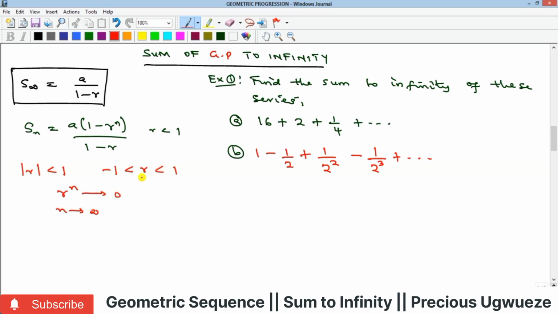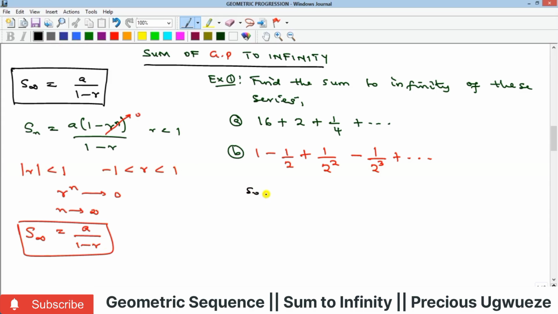Since your R under this condition is a fraction that is less than 1, if this term tends to 0, what happens is that you are going to have just a multiplying 1 here, and that is what gives our S as n goes to infinity. This n will go to infinity, so it will be equal to, here we have only 1 left, times A, so we'll have A all over 1 minus R, and that's how we got this particular formula.